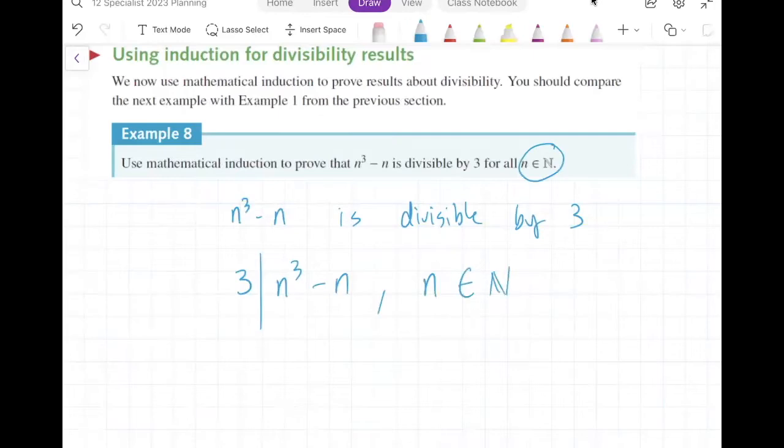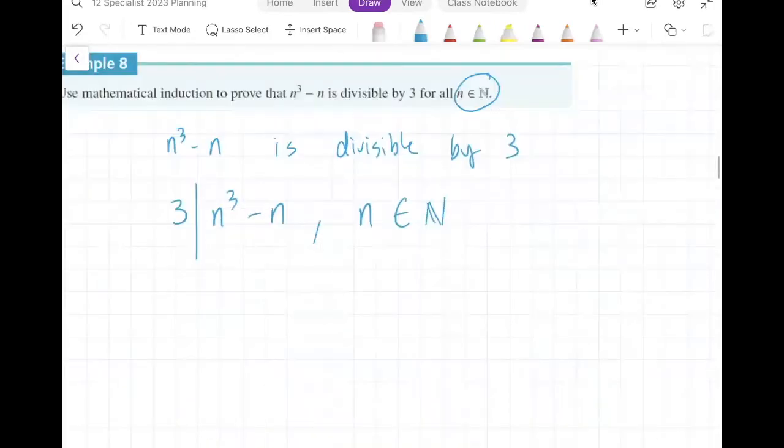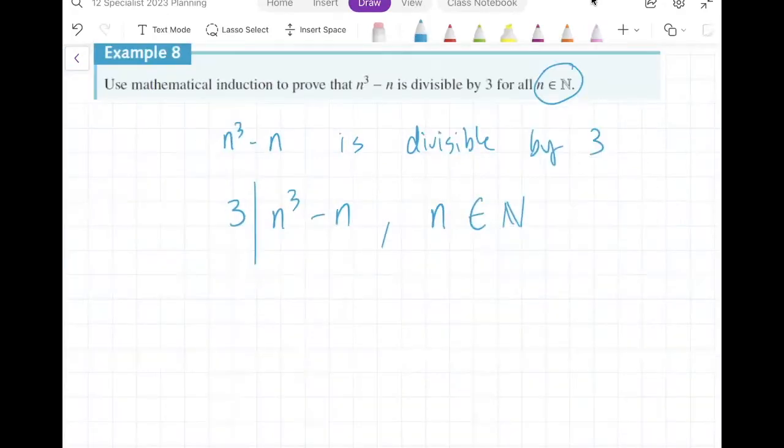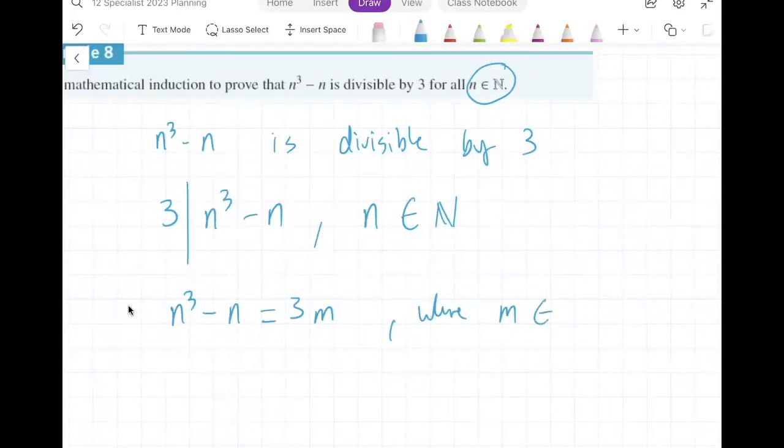Again, natural numbers don't include 0, and they only include positive numbers. So 1, 2, 3, 4, 5. You could think of natural numbers as being positive integers, same kind of idea. So whole number values. With any type of divisibility question, we always have the same idea. What I'm trying to prove is the idea that n cubed minus n is going to be equal to 3m, where m is also going to be a natural number.